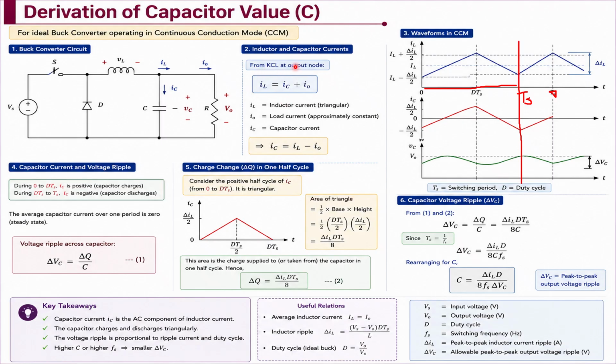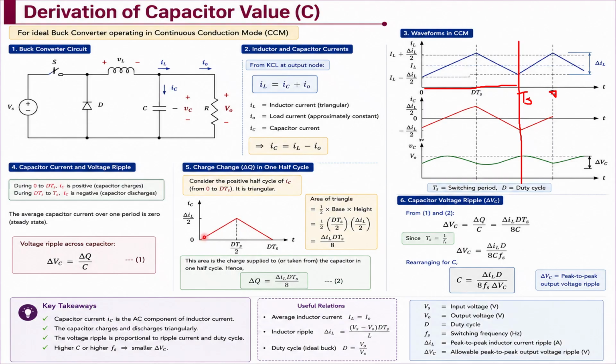So here, at this junction we are applying Kirchhoff's current law. So IL is equal to IC plus I naught, or we can write IC is equal to IL minus I naught. And we know that the ripple voltage delta VC is equal to the change in charge upon C, that is Q by C, the general equation. So delta VC is equal to delta Q by C. Now we need to calculate delta Q. Delta Q is nothing but the area of this waveform.